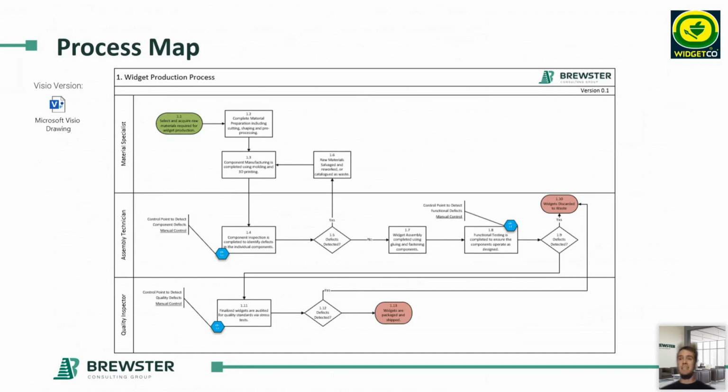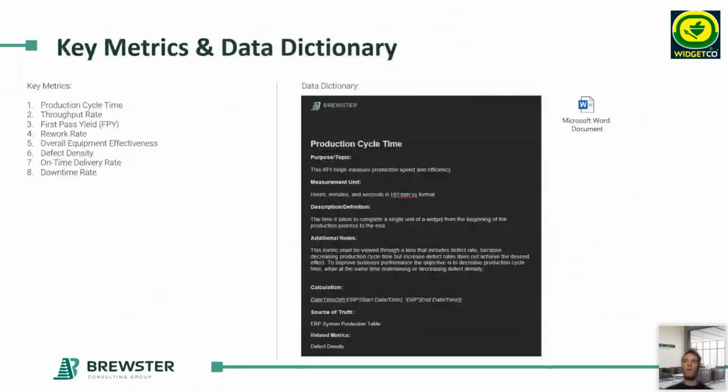Okay, moving on here. Before, we talked about speaking the same language and the importance of speaking the same language and establishing your most important metrics. How those metrics are defined is really necessary for consistency and alignment in your business. So in this example, the key metrics that we've identified here at this manufacturing organization, Widget Co., are over here on the left-hand side, right? Production cycle time, throughput rate, first pass yield, rework rate, OEE, defect density, on-time delivery rate, and downtime rate.